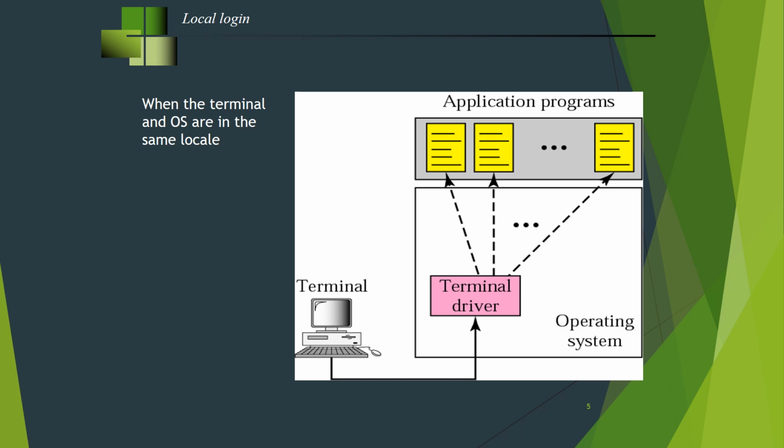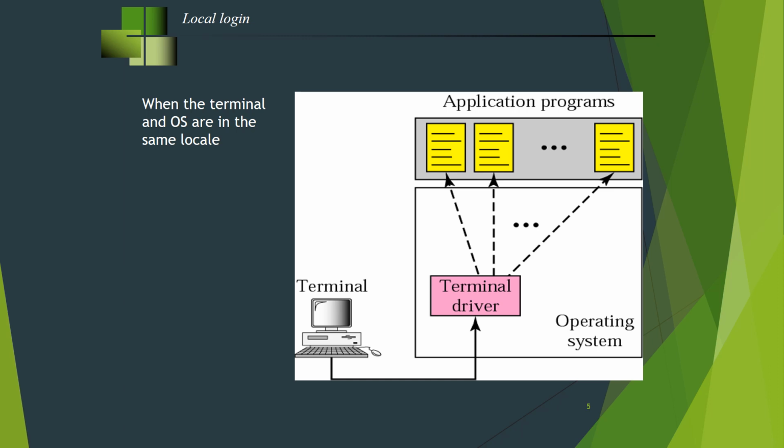The user types at a terminal or at a workstation running a terminal emulator. The keystrokes are accepted by the terminal driver. The terminal driver passes the characters to the operating system. The operating system in turn interprets the combination of characters and invokes the desired application program or utility. The terminal driver is going to access the application programs. This is the general process.